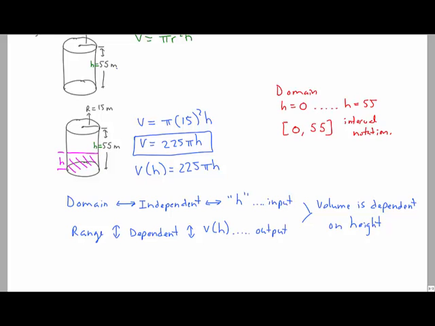Now I use a bracket because a bracket means equal. If I use a parenthesis, it means it gets really, really close to the value but never quite touches it. So this is an example of being able to find the domain of this function. Now finding the range, what I could do is plug 0 in and then plug in 55, and that would give me my range of values as well.